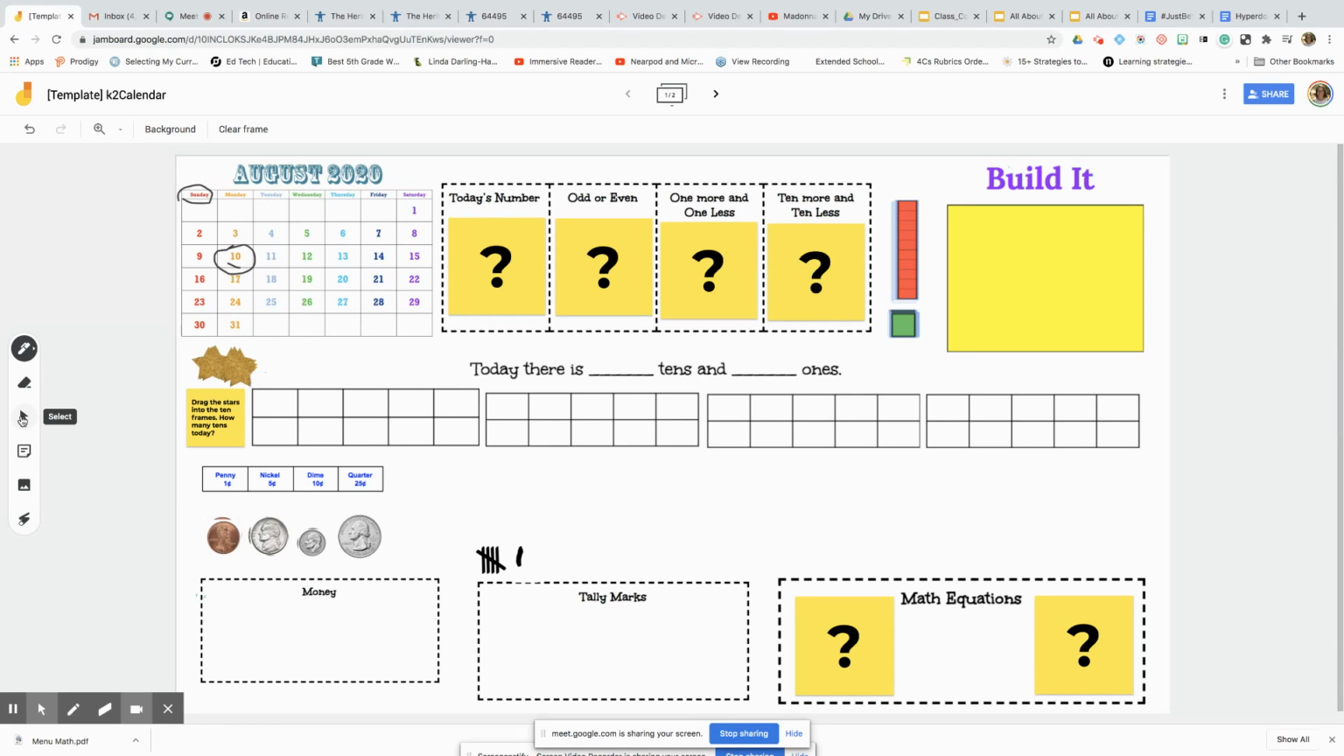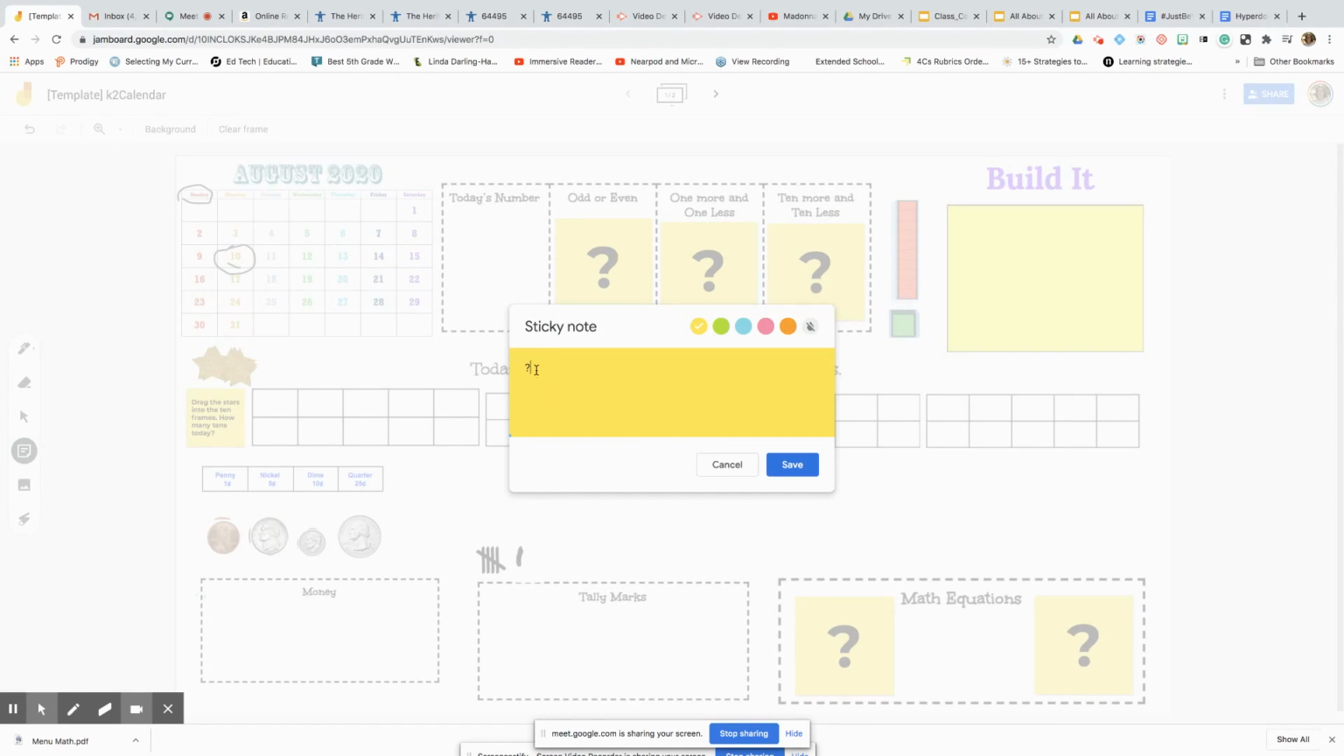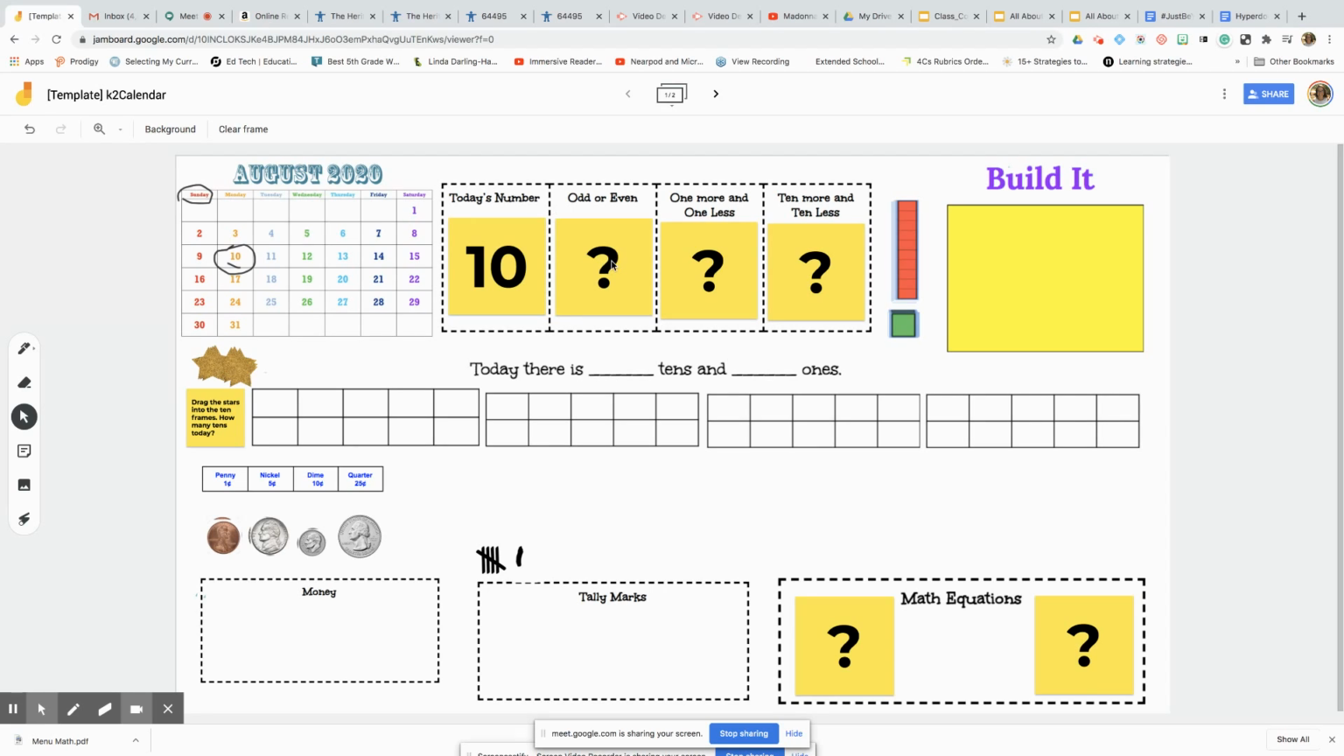So let's start working on our number of the day. Do you remember what it is? It's today's date. It's the 10th. So I'm going to highlight my sticky note and put the number 10 in. Very good. Okay, so how do I know if today's number is an odd or an even number?